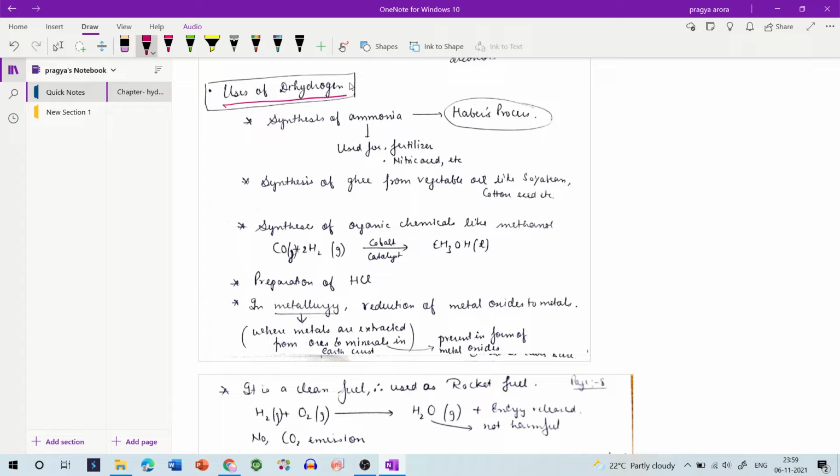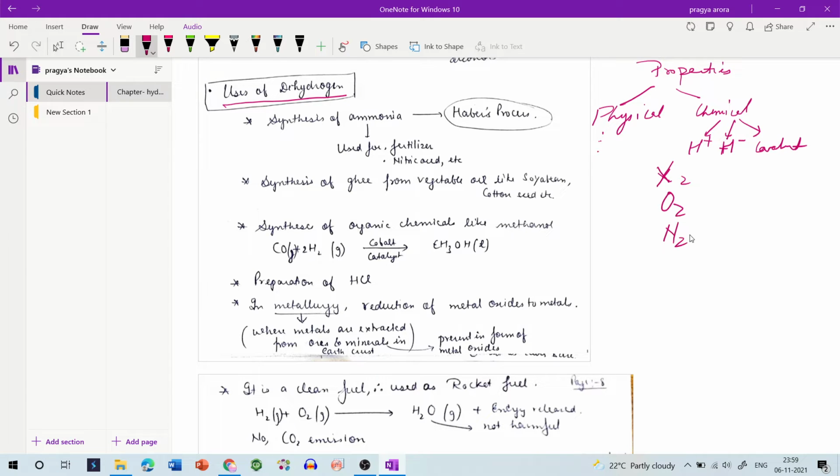In the previous video we discussed the properties, both physical and chemical. In physical properties we discussed the tasteless, colorless, odorless nature of dihydrogen. In chemical properties, we studied whether it reacts as the H plus ion, as the H minus hydride ion, or forms a covalent bond. And we studied its reaction with dihalogens, oxygen, nitrogen, and organic compounds.